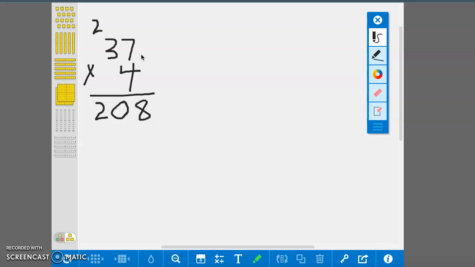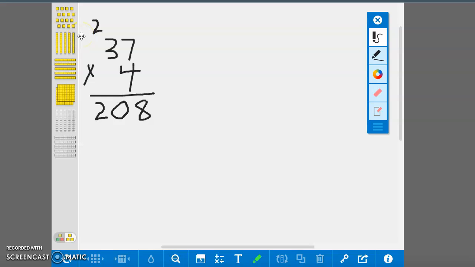As we can see, it appears the student regrouped the 2 above the tens column by adding it before they multiplied. So, instead of multiplying 4 times 7 and then 4 times 30, the student is multiplying 4 times 7, adding the 3 to the 2 in the tens column, and then multiplying 4 times 50 for an answer of 208.